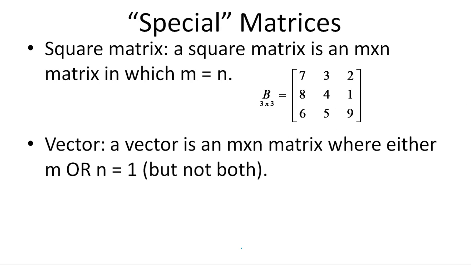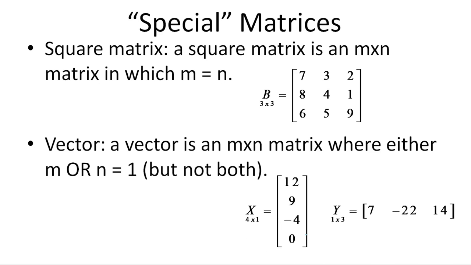Let's see an example of this. So this is a square matrix. This is a 3 by 3 square matrix because you have the number of rows equal to the number of columns. And here, matrix X is a 4 by 1 matrix.